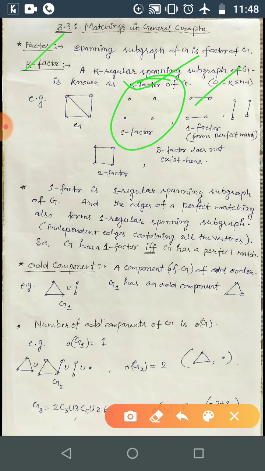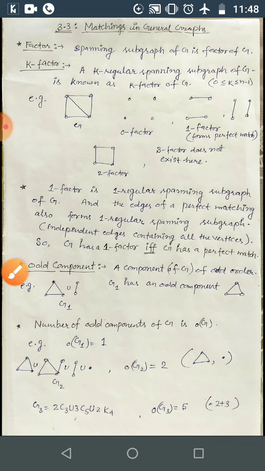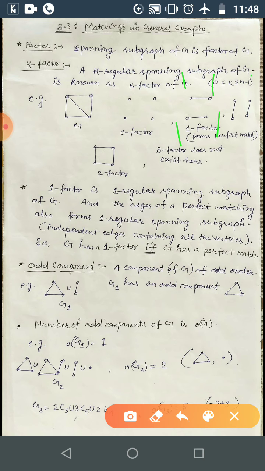So here 1 factor is a 1 regular spanning subgraph of a graph. So it's 1 regular, the degree of all the vertices is 1, correct? Here 1, here 1, here 1, here 1. So similarly you have this as 1 factor. So this 1 factor is the 1 regular spanning subgraph of this one. And if you see it very carefully, then you will see this forms a matching in this graph. And this also forms a matching, and not only matching, this forms a perfect matching in this graph.